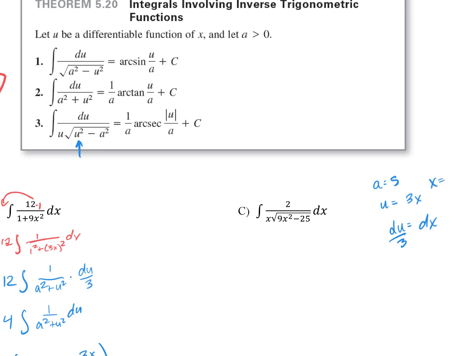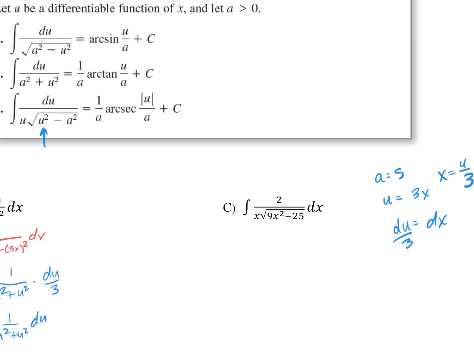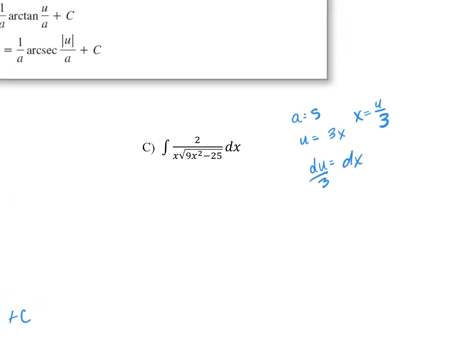And you guys, that would also mean that x equals u over 3, yeah? Okay, so if I take this and I rewrite all those substitutions, I'm going to pull this 2 out front. What should I fill in for x? U over 3. 9x squared, u squared, minus a squared.